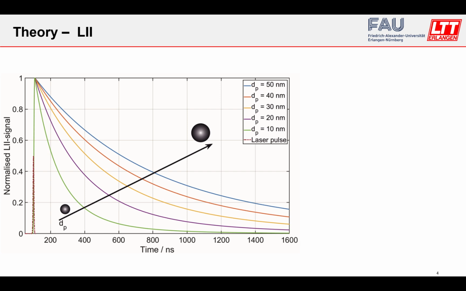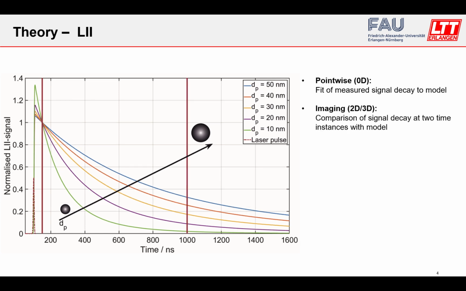So how do we get our wanted quantity of interest? The particle size. And we can measure it pointwise. So we use, for example, photomultiplier tubes, and there we measure this decay and then can fit it to the model. And from that we can get our desired particle diameter. But if we want to do it in an imaging way, so 2D or 3-dimensional, we only have 2, maybe sometimes more time instances to compare it with the model. But as you see here, it's enough.